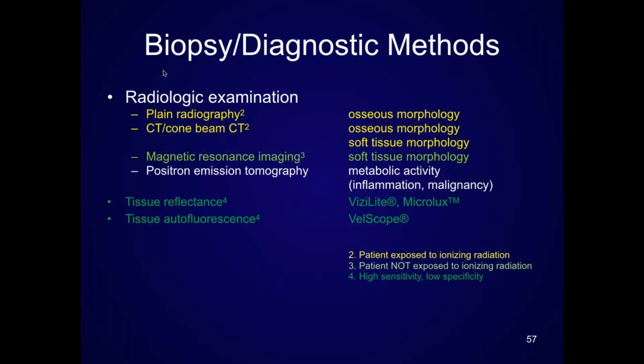When you talk about all the products like Visilite, Microlux, and Velscope, and I'm not advocating for any of these, and I'm not advocating against, you just need to understand how they work. So Visilite and Microlux is reflected light, and Velscope is autofluorescence, and those also have lower specificities. High false positive rates. So you might get a result that might be abnormal when it's really just a melanotic macule.